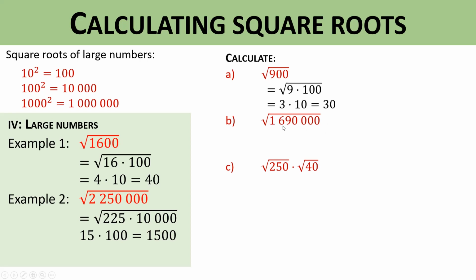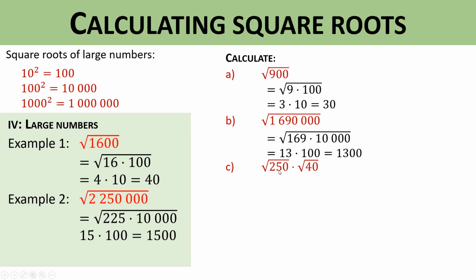This one is a bit more difficult, 1,690,000. So I recognize that there is a 169 here, which is 13 squared, and it has been multiplied by 10,000. So I can rewrite this as the square root of 169 times 10,000. And instead of solving this at once, I can look at them separately. Square root of 169 is 13, and the square root of 10,000 is 100. So this is 13 times 100, which is 1300.